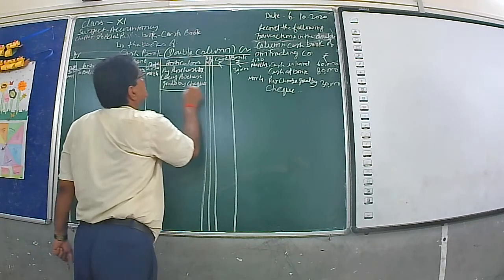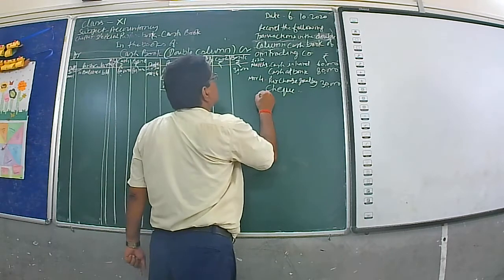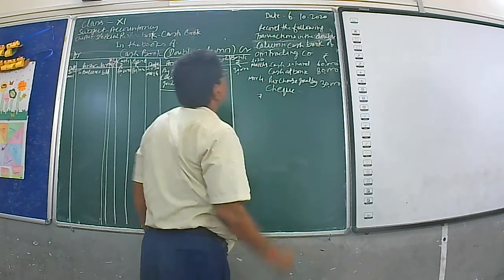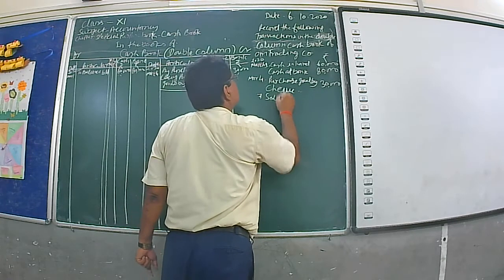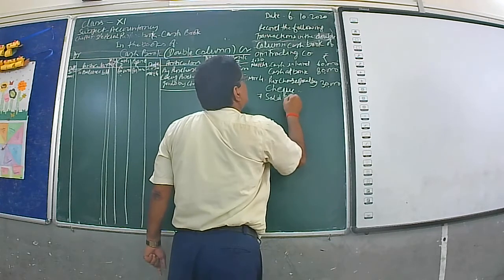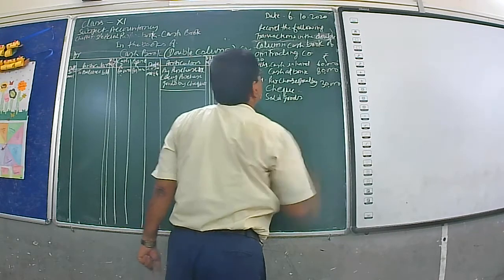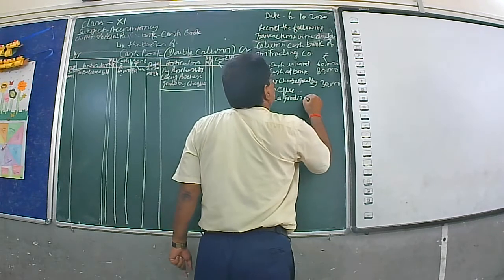Next, date March 7, sold goods and received check.